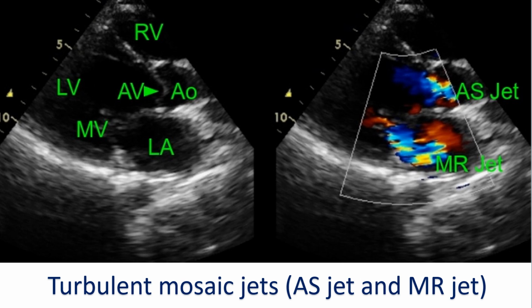By notation, flow of blood away from the probe is depicted as blue and flow towards the probe is depicted as red. When the blood flow velocity increases in abnormal situations, the flow becomes turbulent. A turbulent flow will be shown as a mosaic color, which is a mixture of the basic color of the flow with shades of yellow added to it. All high velocity flows across diseased valves will be shown as mosaic jets.